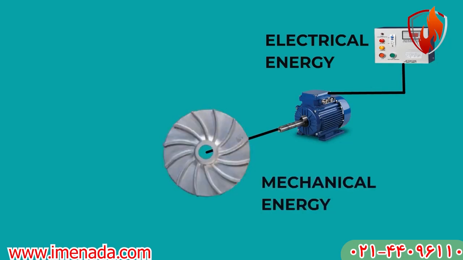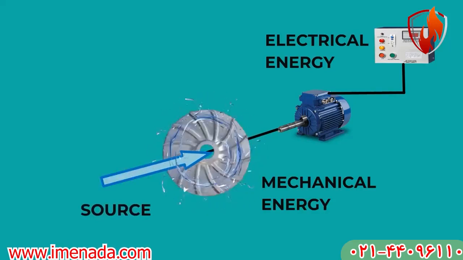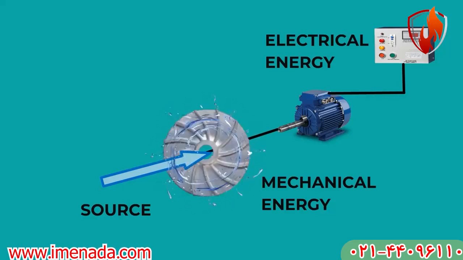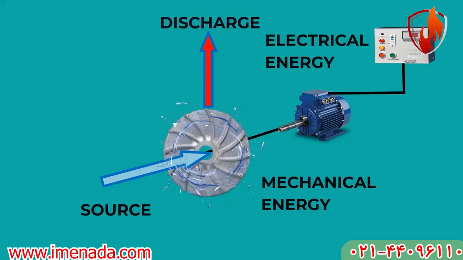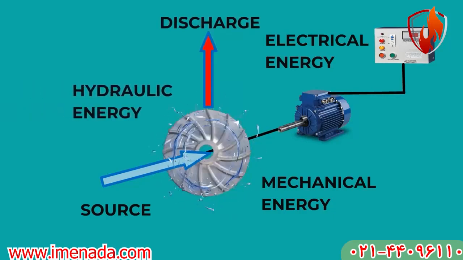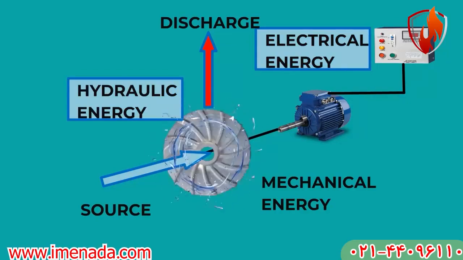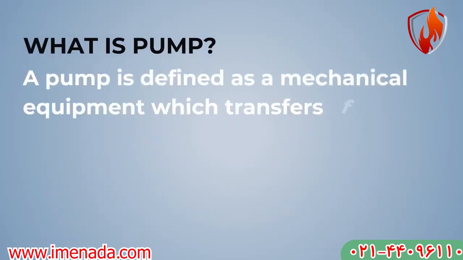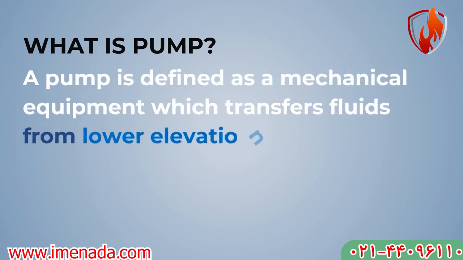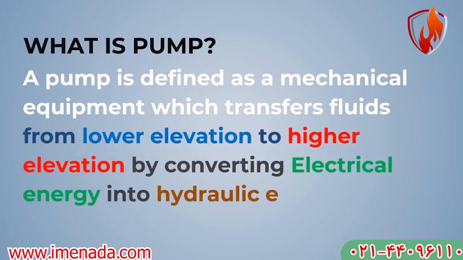Now, water is supplied to the pump from the source, and due to the mechanical action, the pressure energy or hydraulic energy is increased and water is discharged from the pump. Hence, electrical energy is changed into hydraulic energy in the pump. Definition of pump. A pump is defined as a mechanical equipment which transfers fluids from lower elevation to higher elevation by converting electrical energy into hydraulic energy.